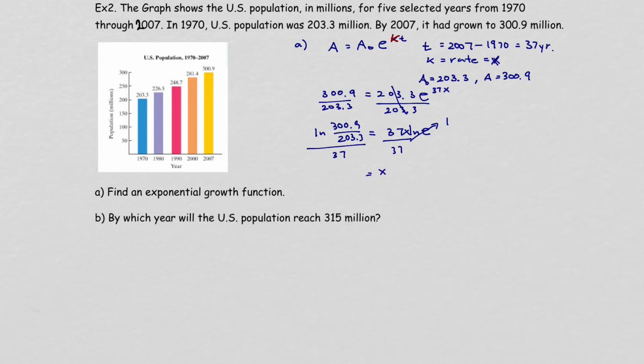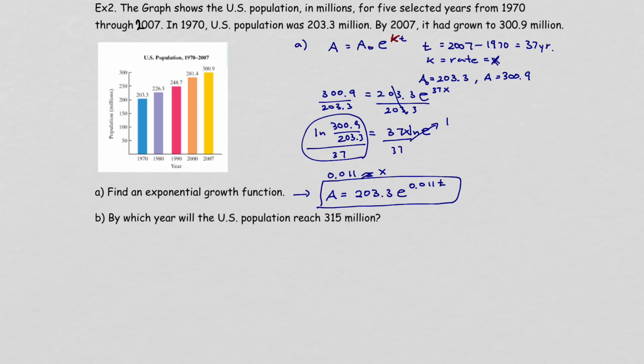So your x becomes this, right? And when you put that into the calculator, you should get something close to 0.011. So that's going to be your rate. So if you wanted to find the exponential function, it is the starting population times e to the 0.011 t. So with this given chart or graph, we should be able to create the function. Once we have a function, then we should be able to answer the second part.